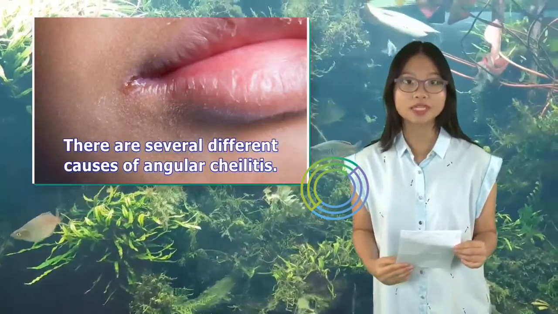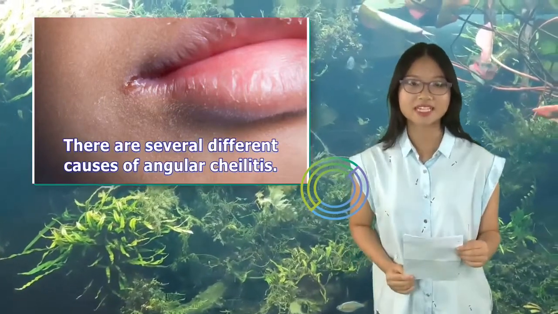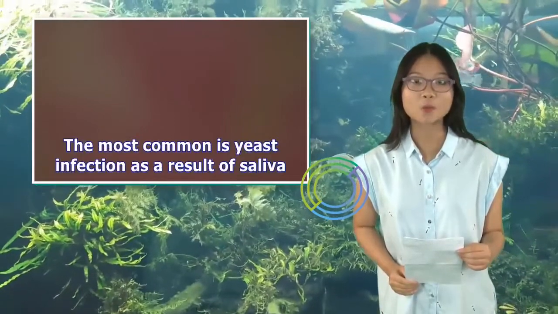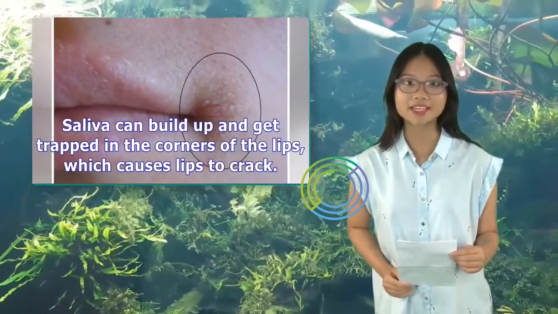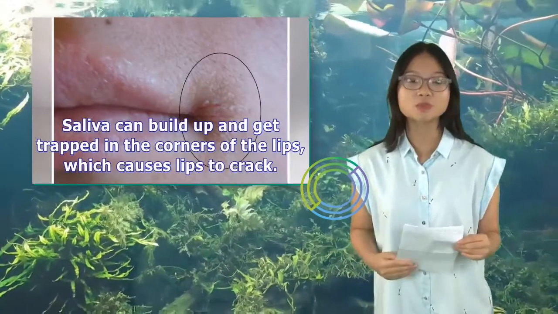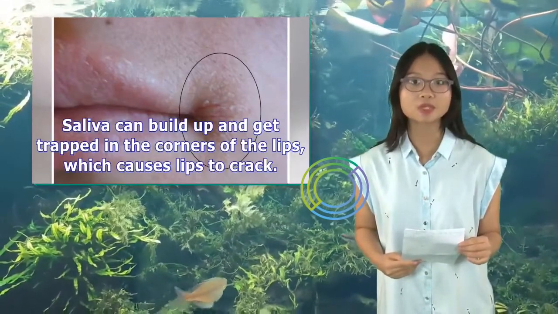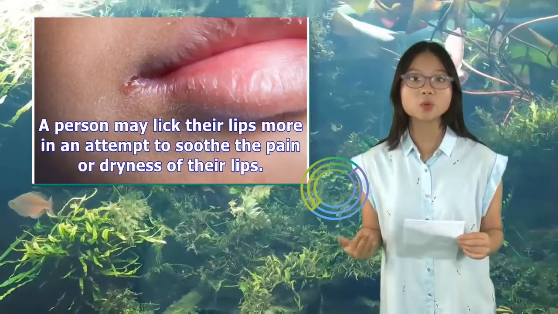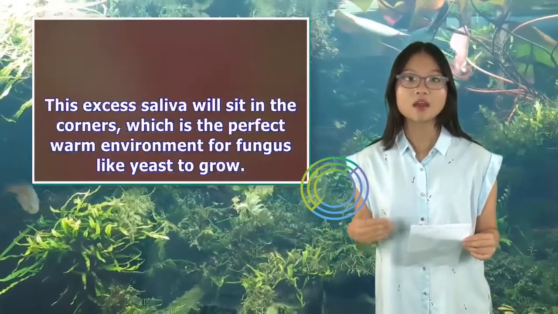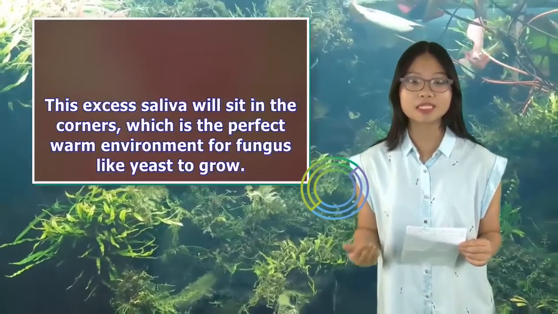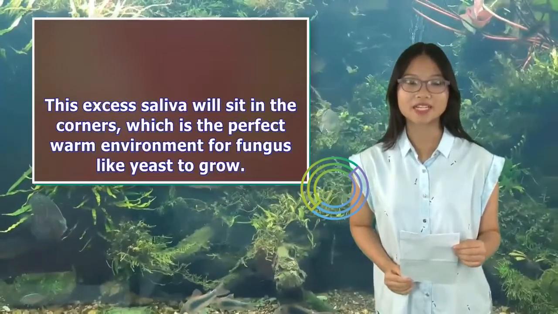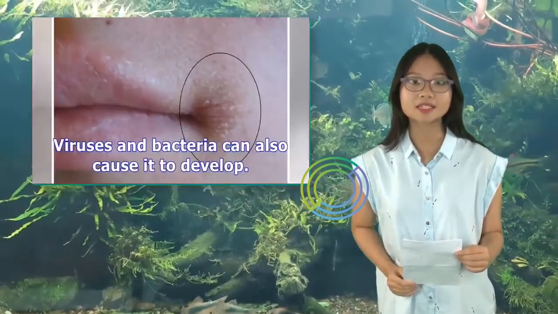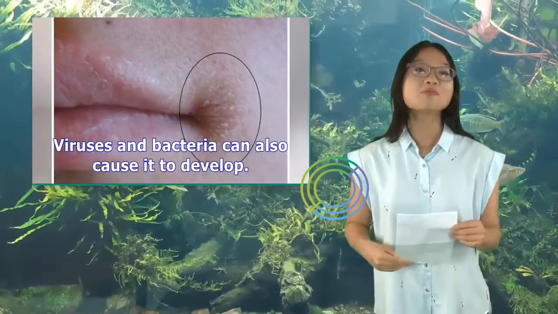There are several different causes of angular cheilitis. The most common is yeast infection as a result of saliva. Saliva can build up and get trapped in the corners of the lips, which causes lips to crack. A person may lick their lips more in an attempt to soothe the pain or dryness of their lips. This excess saliva will sit in the corners, which is the perfect warm environment for fungus like yeast to grow. Viruses and bacteria can also cause it to develop.